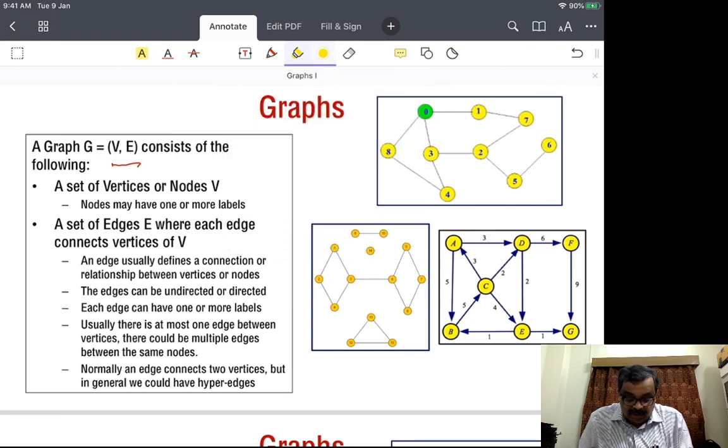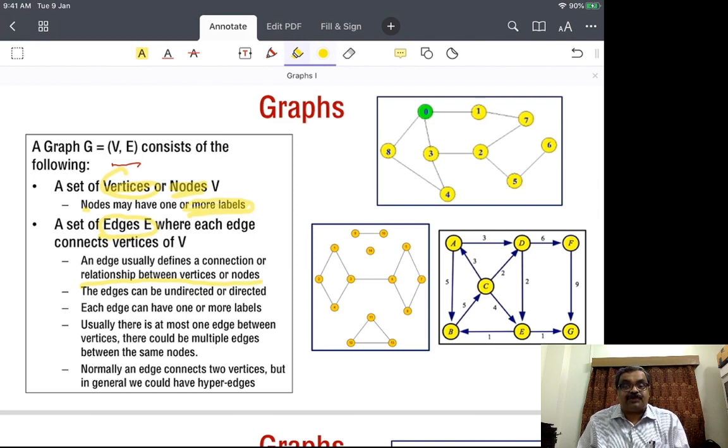We have one or more vertices, and these are either called vertices or they are called nodes. And each node may have one or more labels. The labels of a node often identify the purpose for which this graph is to be used. So a node will be labeled, and we will see examples of how nodes are labeled. The second component of a graph, as we have seen, is called a set of edges or connections. An edge typically connects two vertices of a graph. So an edge usually defines a connection or a relationship between vertices or nodes.